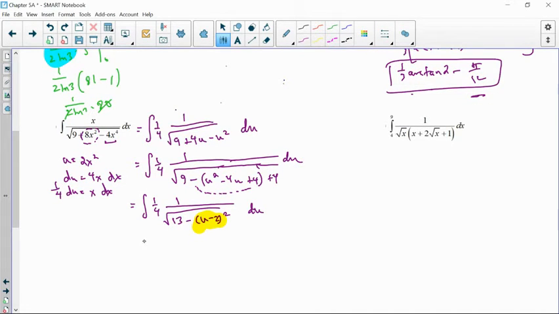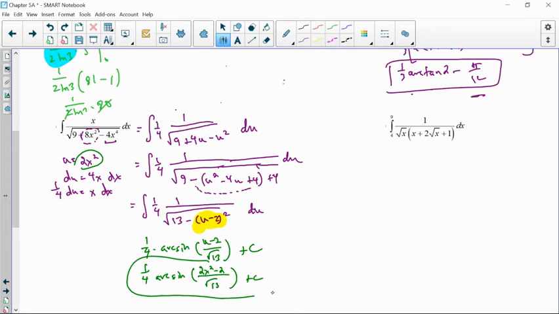So I'm going to know that this is 1/4. Now there's no 1 over a, and then it's just arc sine of u over a, or u minus 2 over a, which is the square root of 13. And this might be our first time we have such an awkward a, and that's okay. Not a perfect square, that's okay. We just need to go back and say what was u. So 1/4 arc sine of x squared minus 2, all divided by root 13, plus c. Okay, excellent.